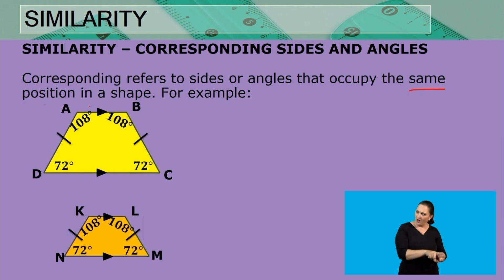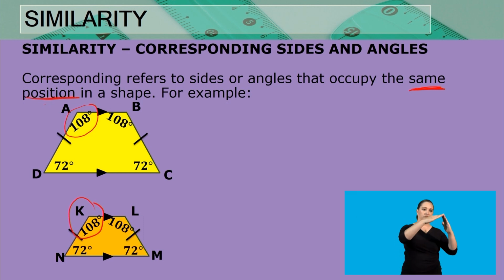If we look at angle A, it is 108 degrees. Now, if we look at angle K, it is in the exact same position in the two different shapes. So they are corresponding because they occupy that same position, which defines corresponding. Now, angle B is also 108 degrees, and angle L is 108 degrees. Those two angles are equal because this is an isosceles trapezium, and they are corresponding because they are in the same position in that shape.